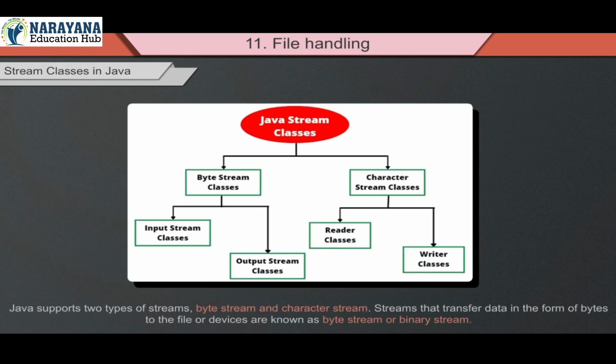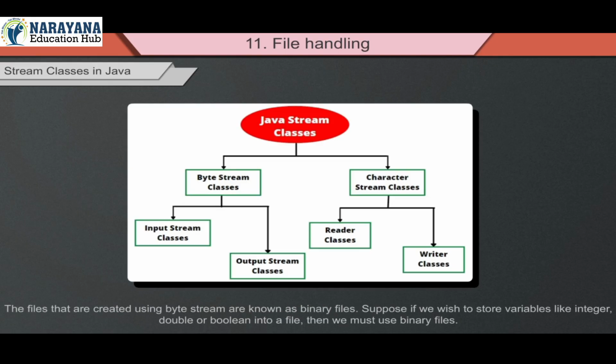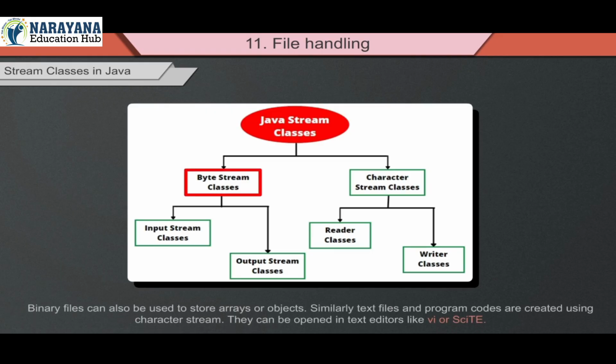Java supports two types of streams: byte stream and character stream. Streams that transfer data in the form of bytes to the file or devices are known as byte stream or binary stream. The files that are created using byte stream are known as binary files. Suppose we wish to store variables like integer, double or boolean into a file, then we must use binary files. Binary files can also be used to store arrays or objects.